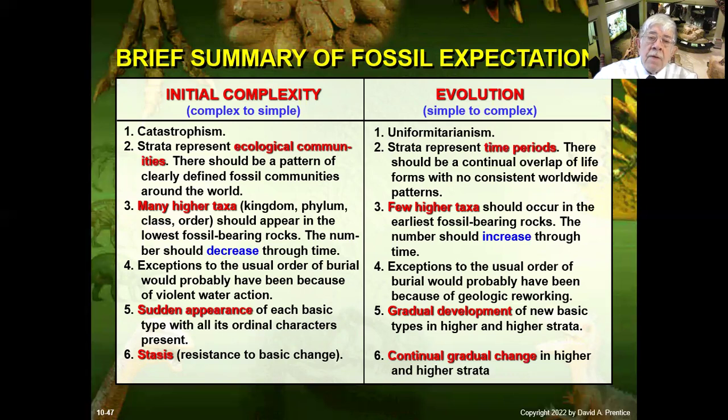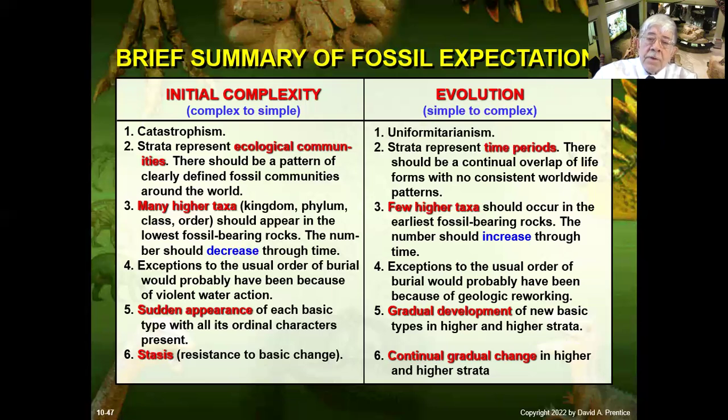According to creation, many of the higher categories, kingdom, phylum, class, and so forth, should appear in the lowest fossil-bearing rocks. Because of extinction, that number should decrease through time. Evolution says, oh, the very first living thing belonged to one kingdom, phylum, class, and so forth. So the number of those higher taxa should increase through time.